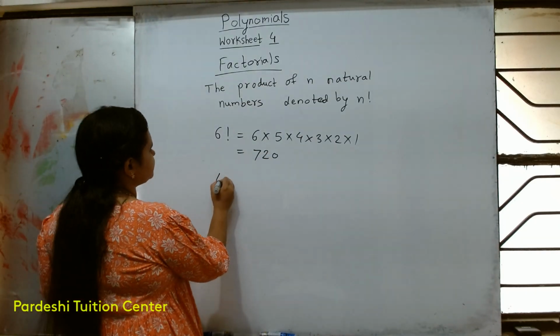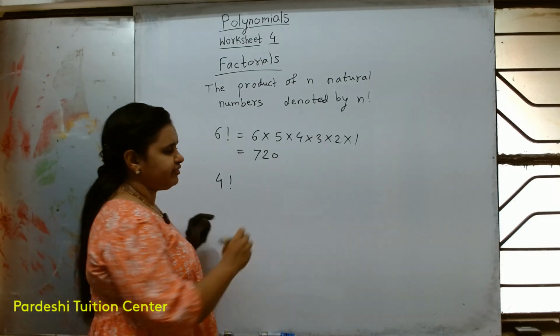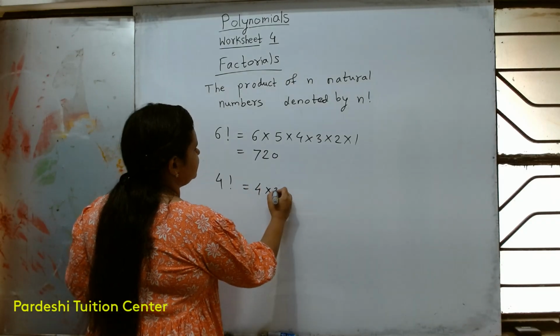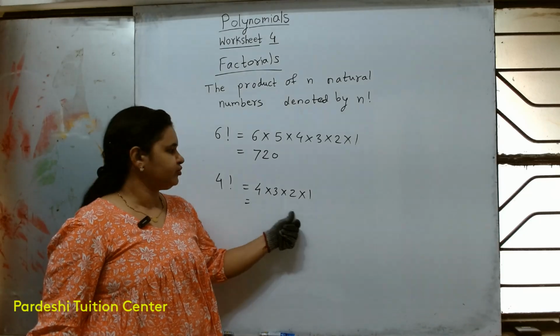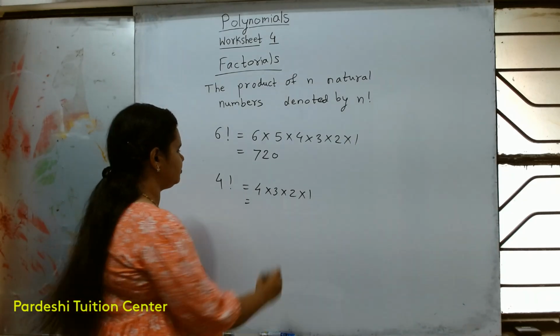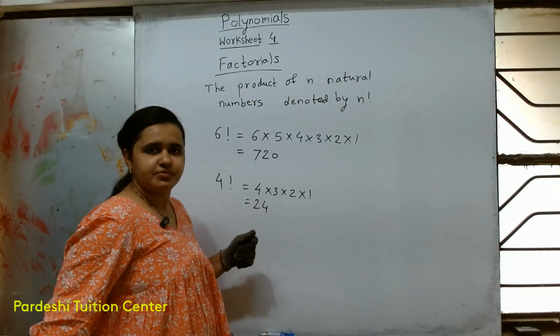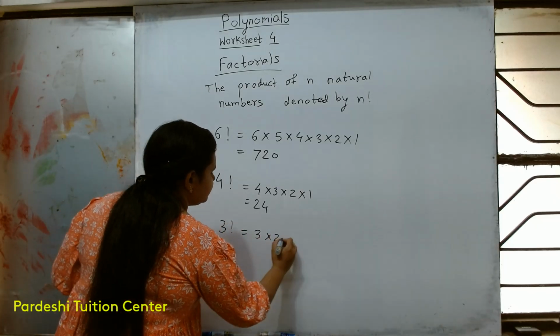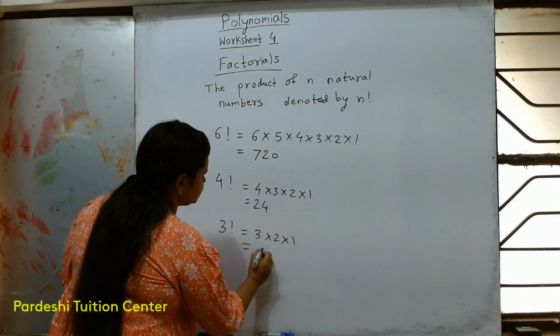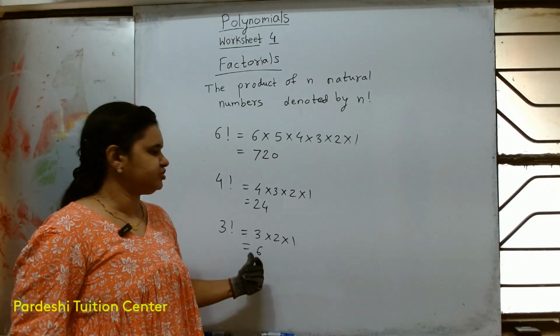Now, if I ask what is 4 factorial, 4 factorial will be 4 into 3 into 2 into 1. So, 4 threes are 12, 12 twos are 24, 24 ones are 24. If I ask you what is 3 factorial, it will be 3 into 2 into 1, so it will be equal to 6. 3 factorial is equal to 6.